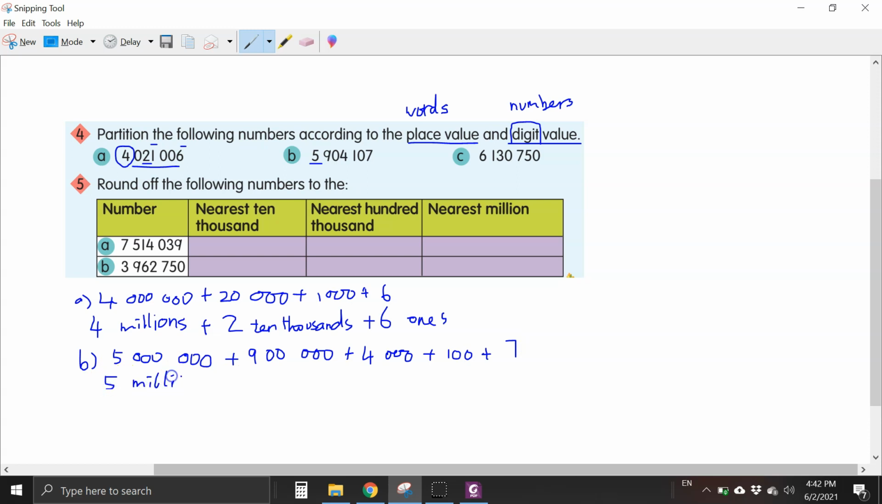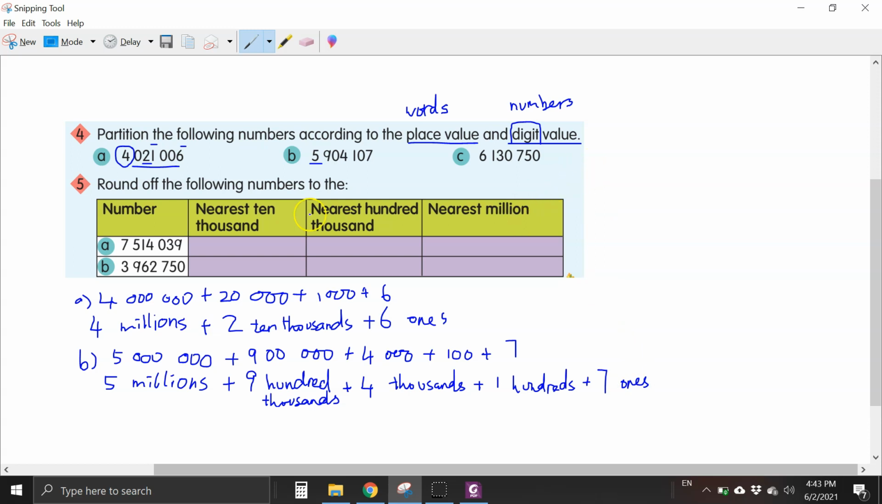Okay, we do it in place value with the words. 5, the place value is millions with S. 9, the place value is 100,000s. And the 4 is thousands. The 1 is hundreds. And the 7 is ones.